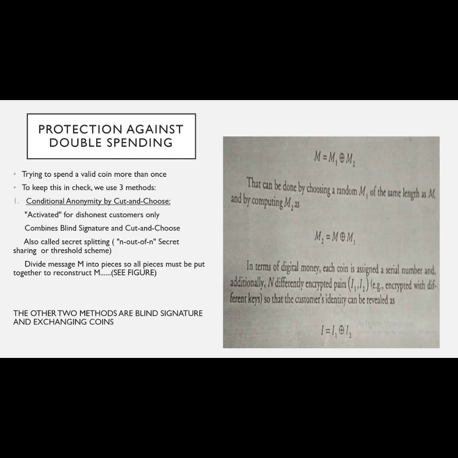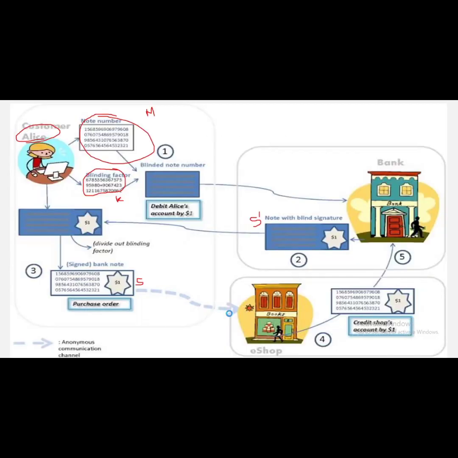So we have to remember that there is conditional anonymity by cut and choose, and that blind signature and exchanging coins can also be used. That's all about protection against double spending. We have come to the end of the essay.